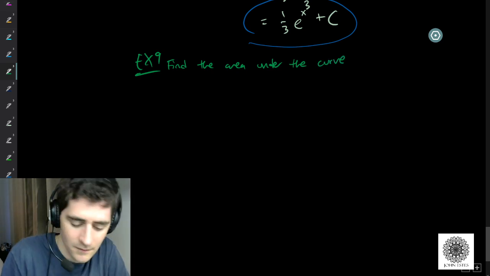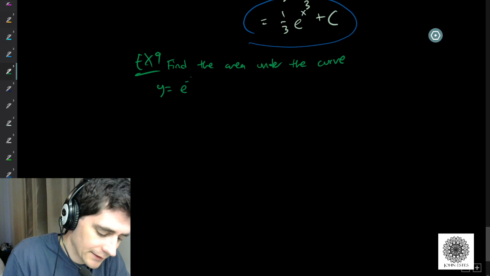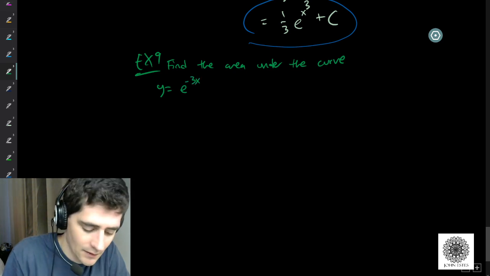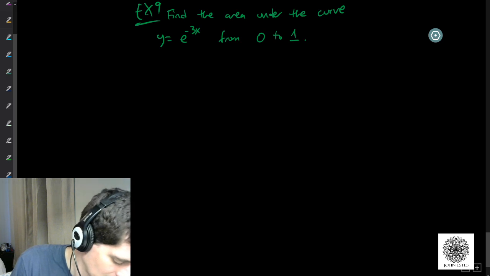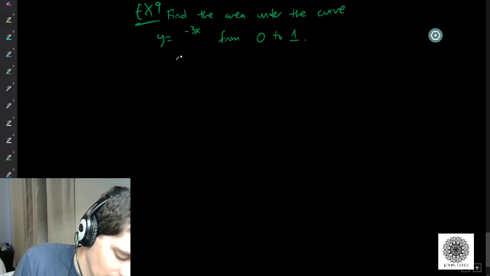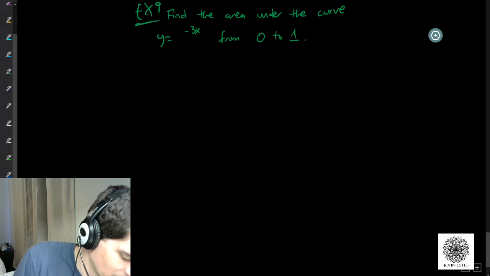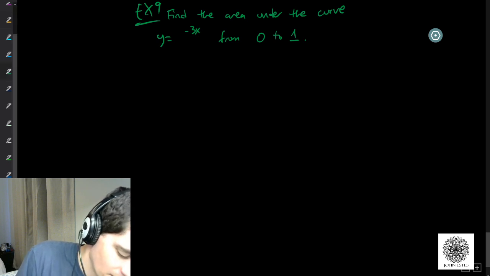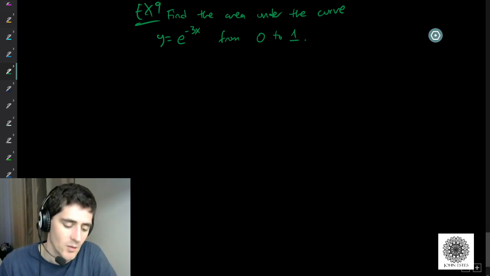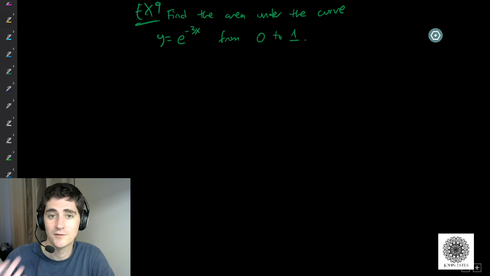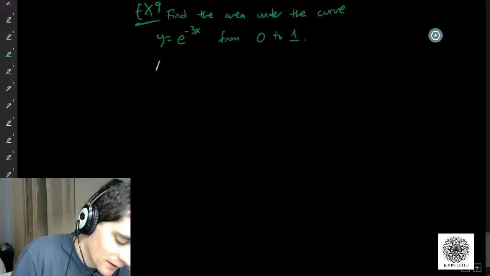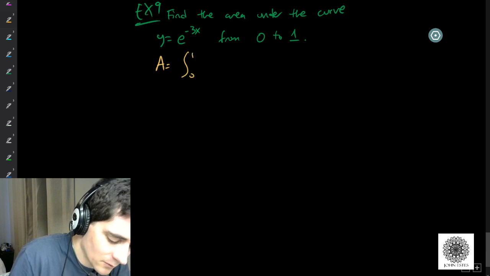Find the area under the curve, y equals e to the negative 3x. And here we're going from 0 to 1. Okay, so we just need to integrate that. Setting that up, well, think about what we're asking for. Before we jump to an integral, area under the curve, we're looking at a physical application here, right? But we understand clearly at this point that area under the curve translates directly to what? Integration, right? So area is going to equal the integral from 0 to 1 of e to the negative 3x dx.